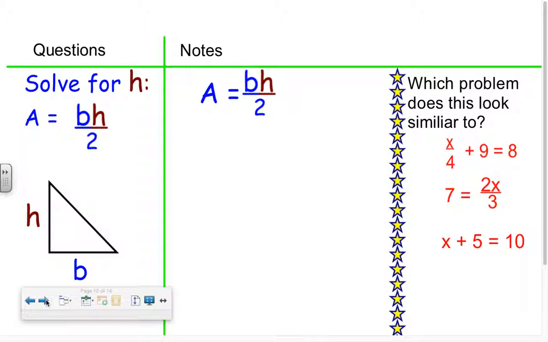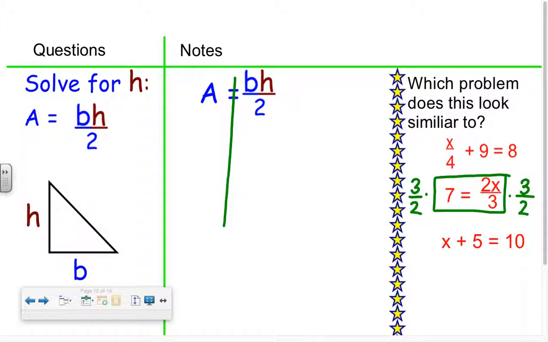Alright, so this equation looks most similar to this one where I just have a fraction on one side. Now if I needed to get the x by itself, the way I get rid of a fraction is by multiplying by the reciprocal. So that's what I'm going to do on this one. I'm not going to do anything with the h, the variable I'm solving for. I'm just going to find the reciprocal of b over 2. So the reciprocal of b over 2 is 2 over b.